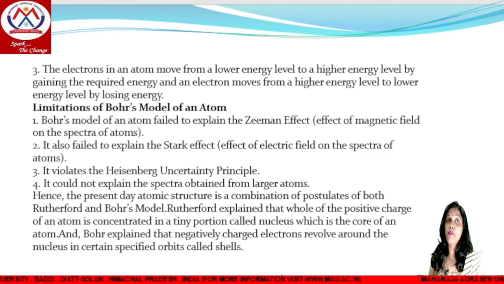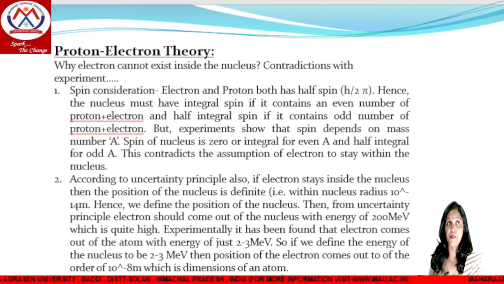Hence, the present-day atomic structure is a combination of the postulates of both Rutherford's and Bohr's models. Rutherford explained that the whole of the positive charge of an atom is concentrated in a tiny portion called the nucleus, which is the core of an atom, and Bohr explained that negatively charged electrons revolve around the nucleus in certain specified orbits called shells.